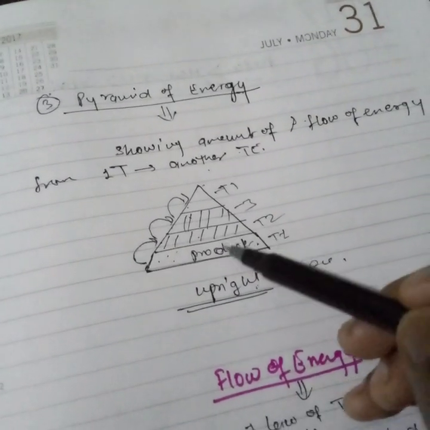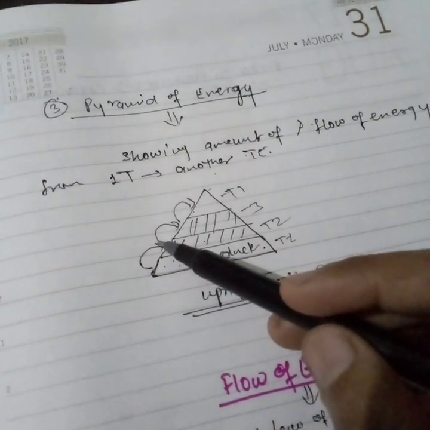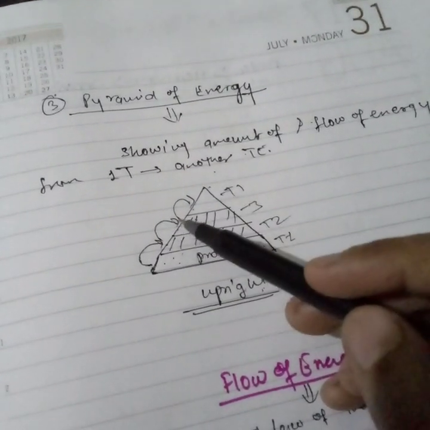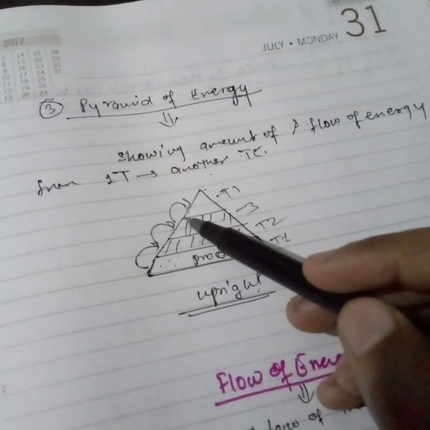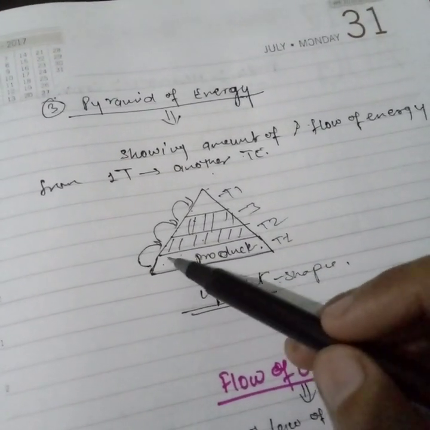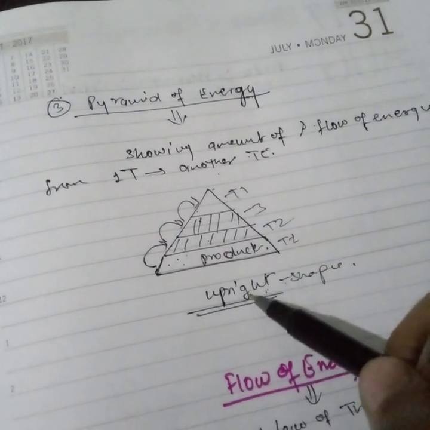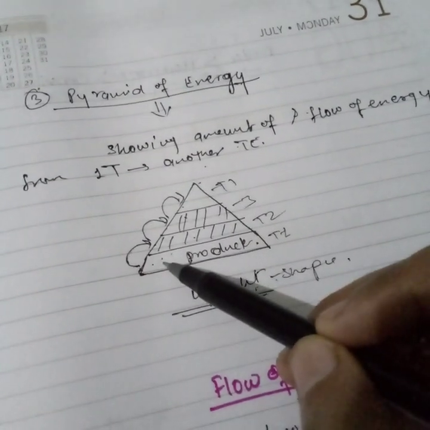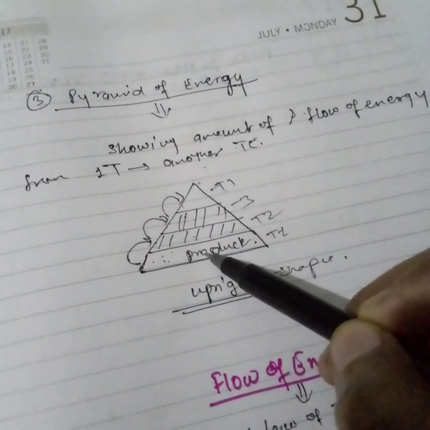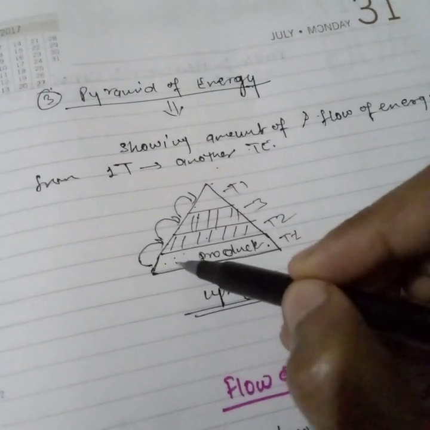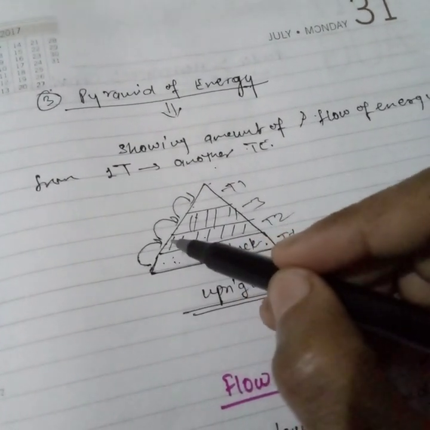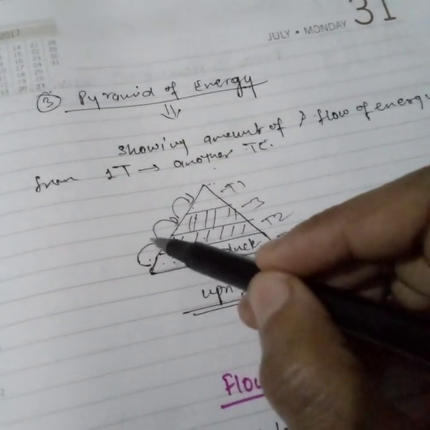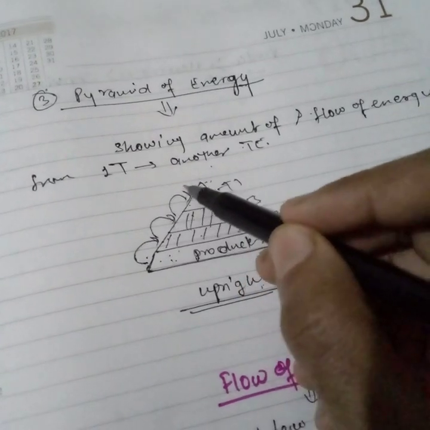Why? Because as energy flows from the first trophic level to other trophic levels, the energy flow decreases. That's why this pyramid shape is always upright. As you can see in this diagram, producers have more energy. Whenever energy is transferred from the producers to the herbivores, to the carnivores, to the top carnivores, there will be a reduced flow of energy in the transfer.